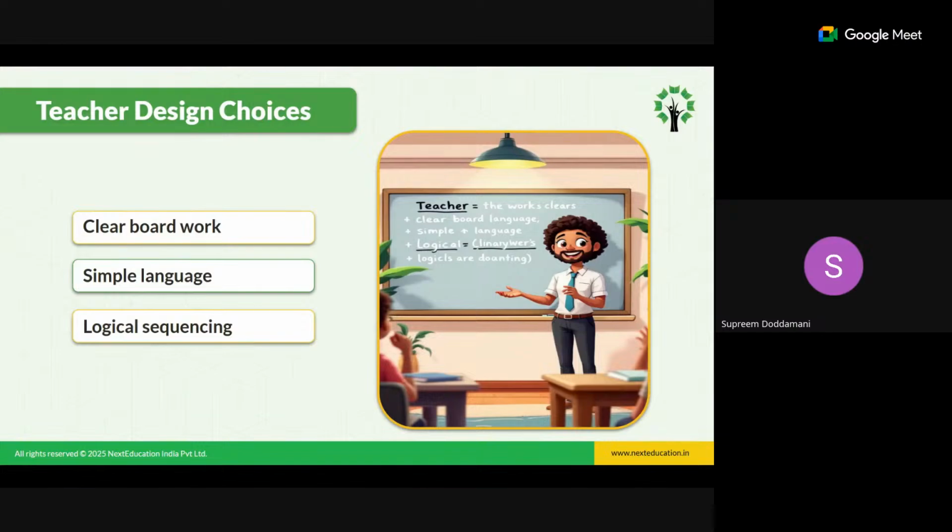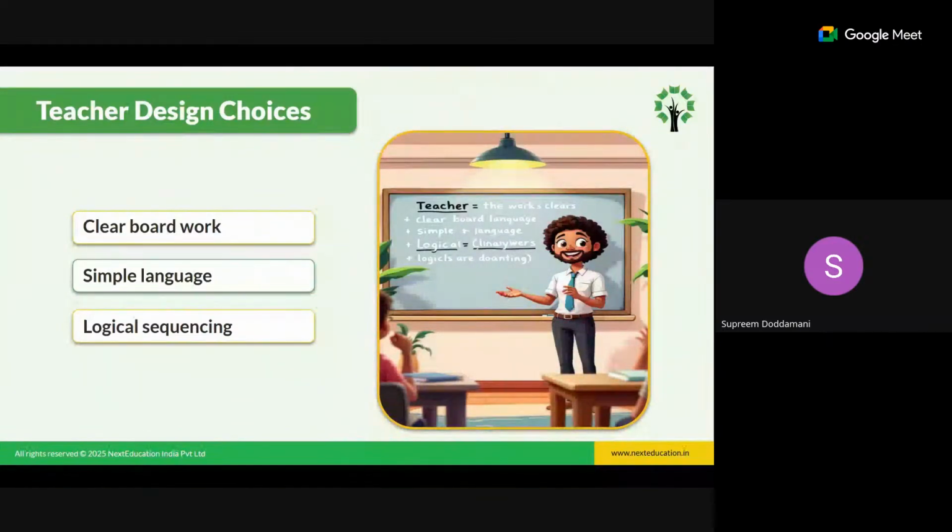Why are we doing all these things, the clean board and simple language? It emotionally as well as mentally affects the children. I will tell you an example. If the teacher is not keeping the board clear, a student may think, "Oh, maybe I have made a mistake or I am not able to understand what sir has written." So mentally the student will put himself down.